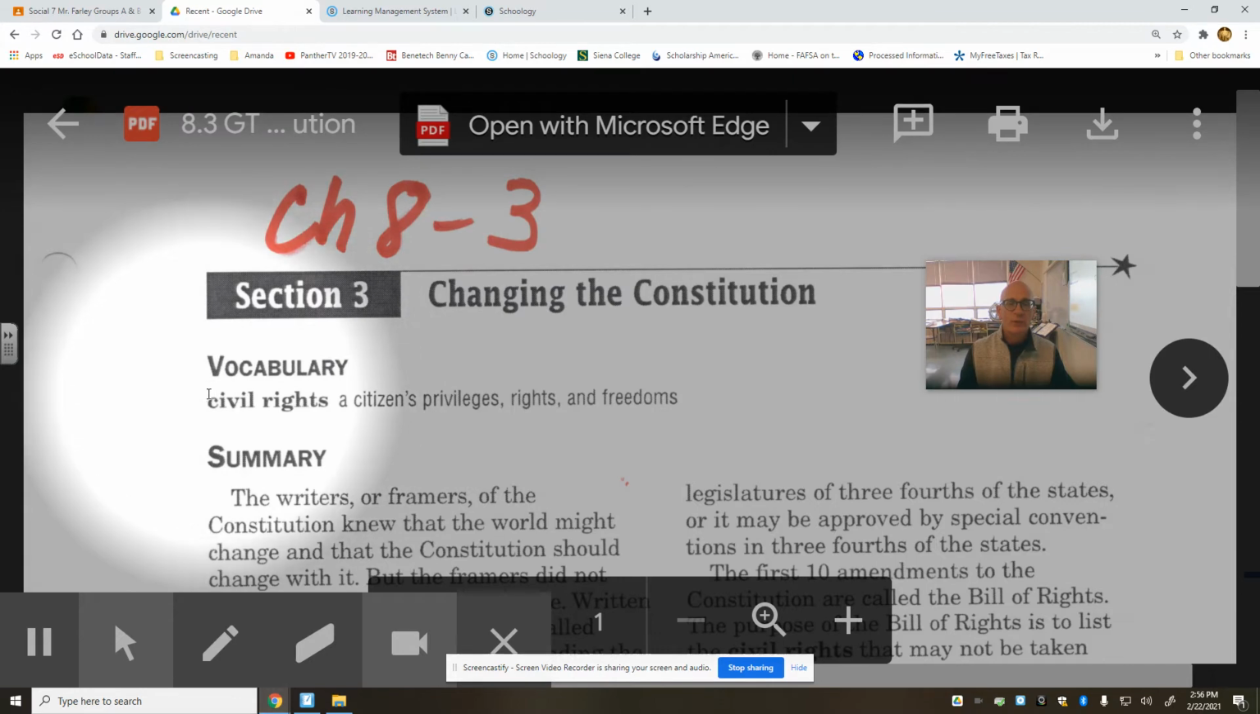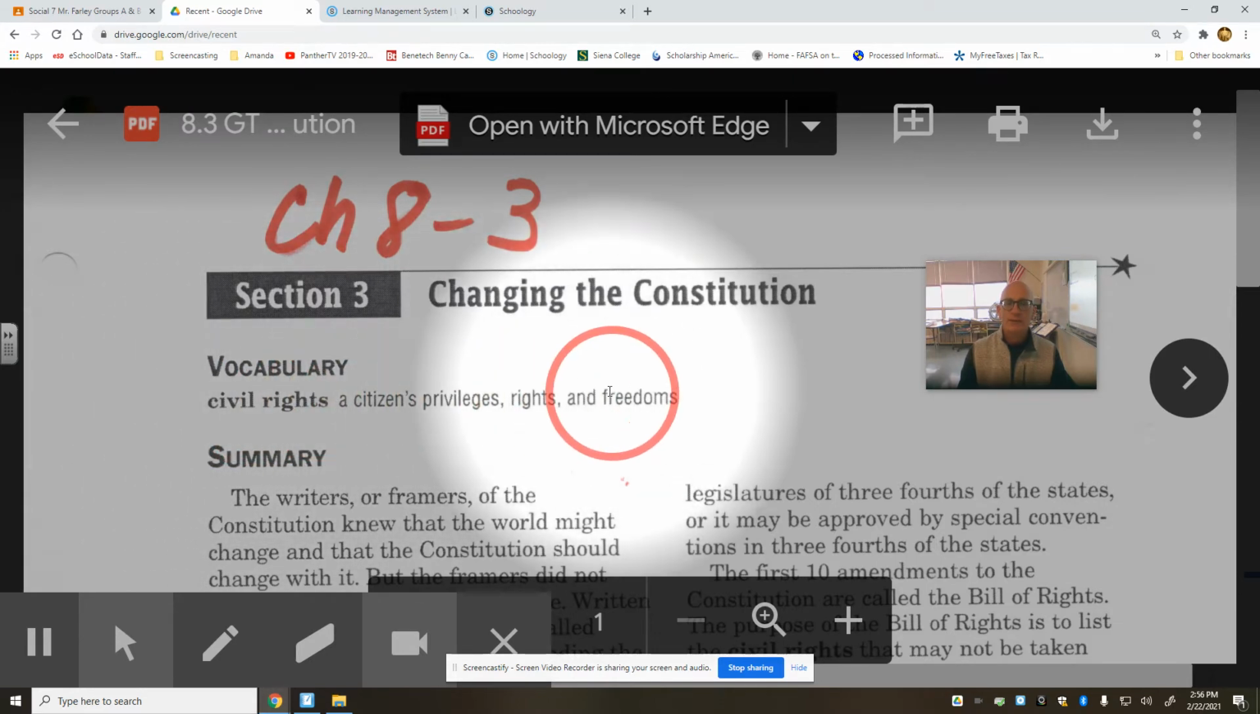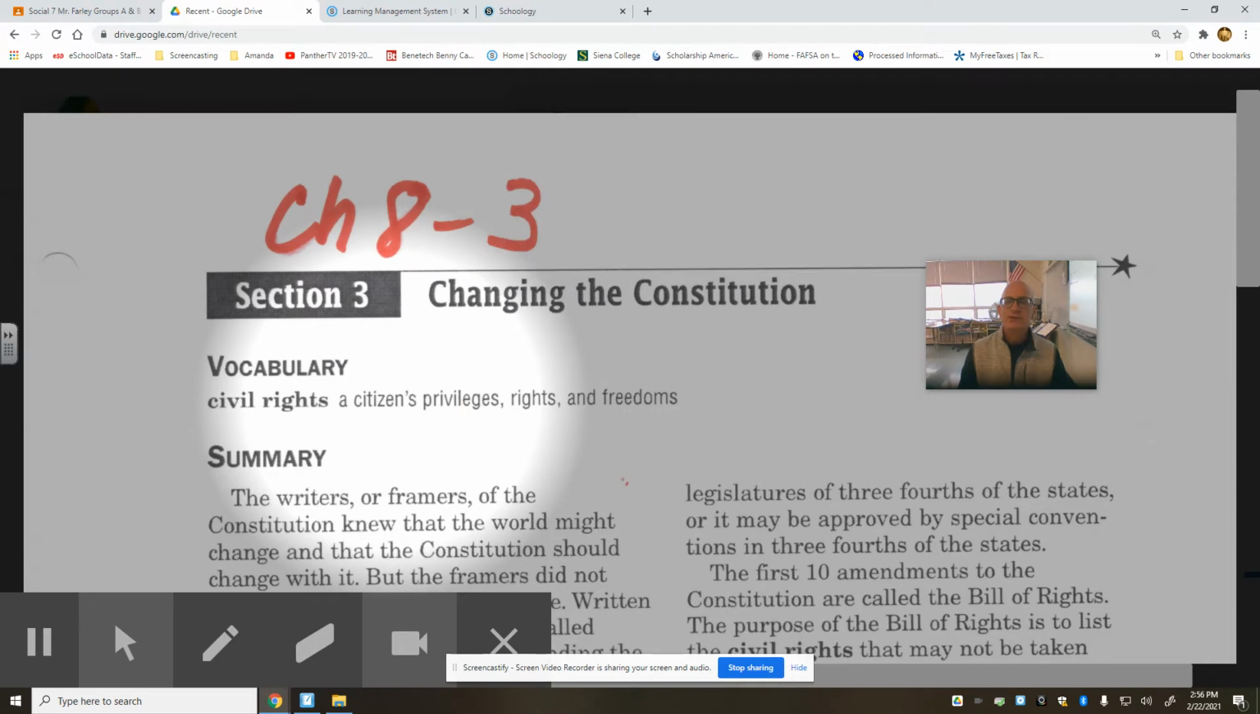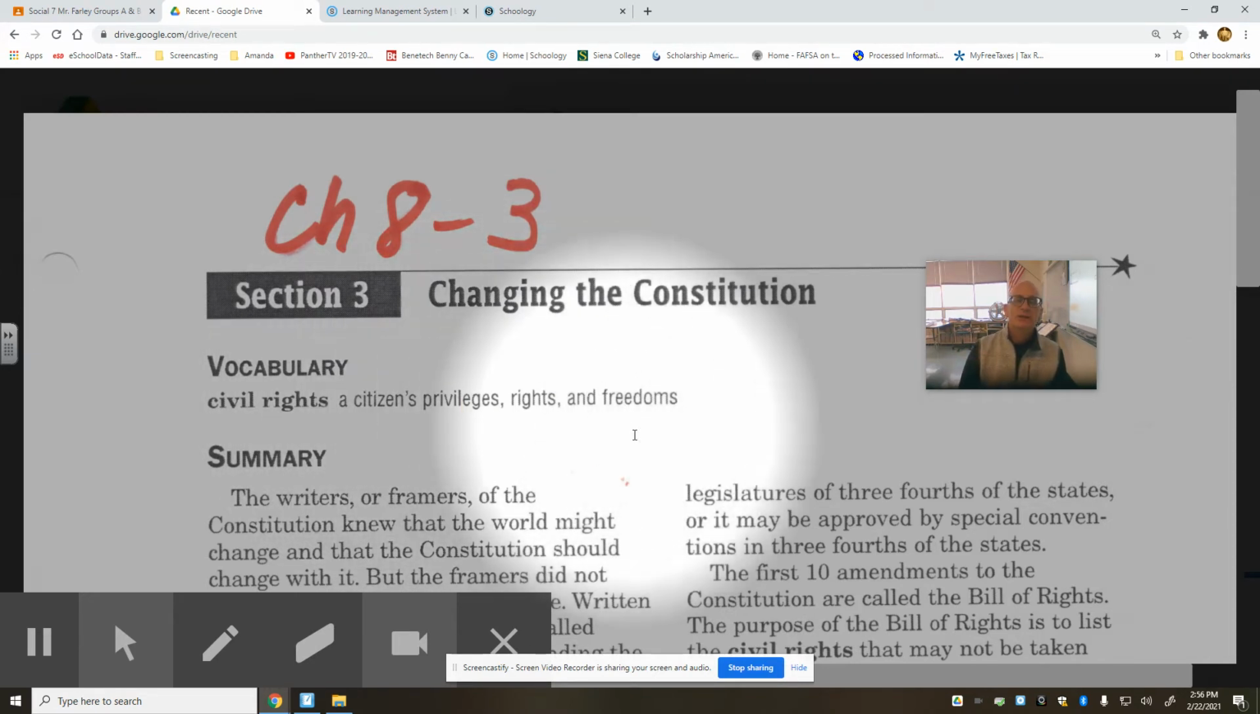First vocab word that we're going to see is civil rights: a citizen's privileges, rights, and freedoms. Civil rights are a citizen's privileges, rights, and freedoms.